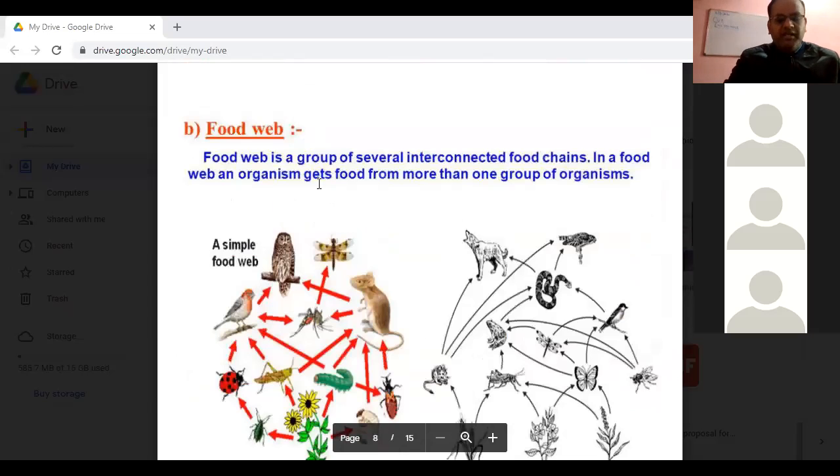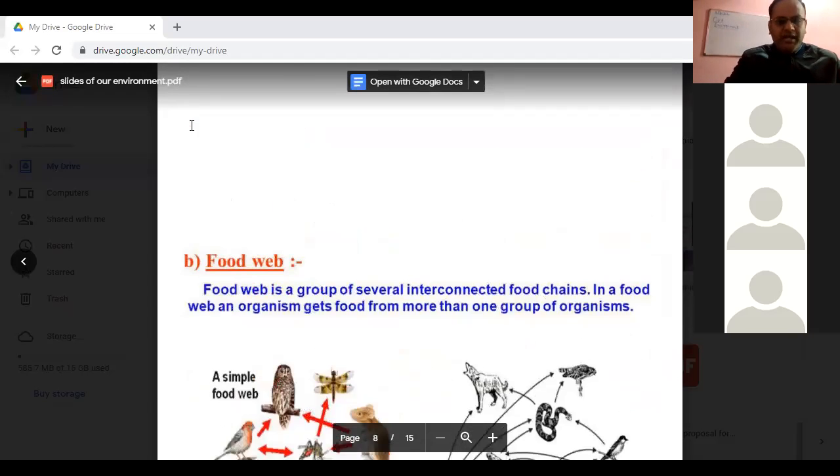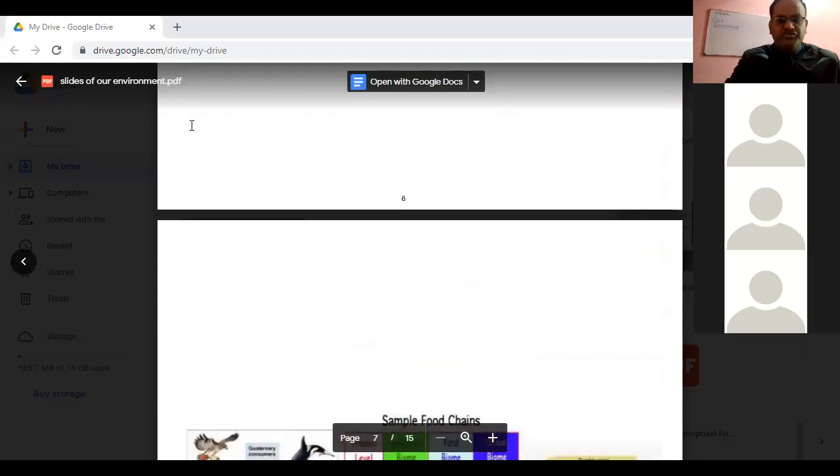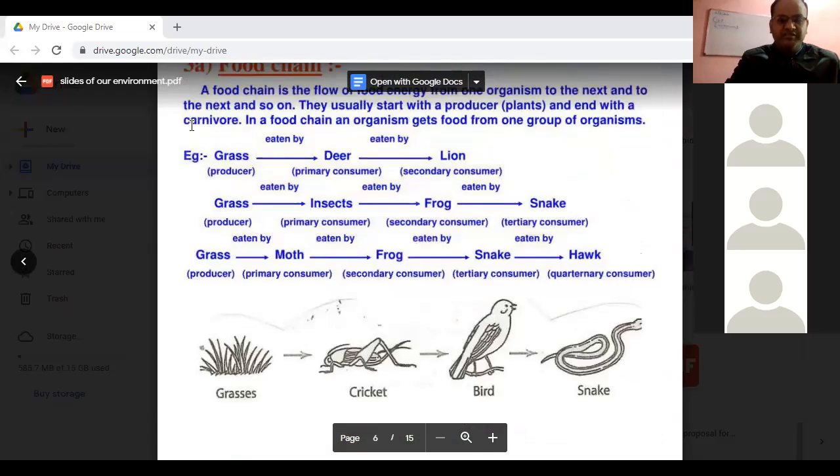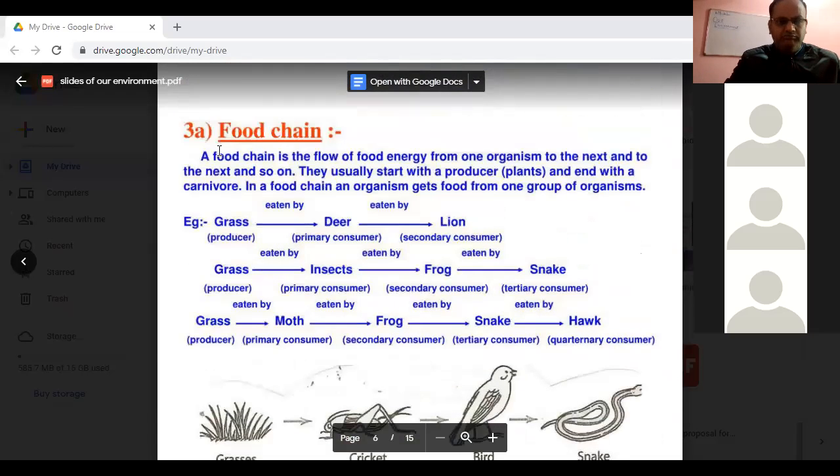Now students, suppose I go back to my previous slide of food chain, so as to link you all with the food chain and the food web from this very example. Students, do you think that in nature grass can be eaten by deer only? Let us consider the first one. The grass can be eaten by deer only. Is it possible? Correct, no. Very good.